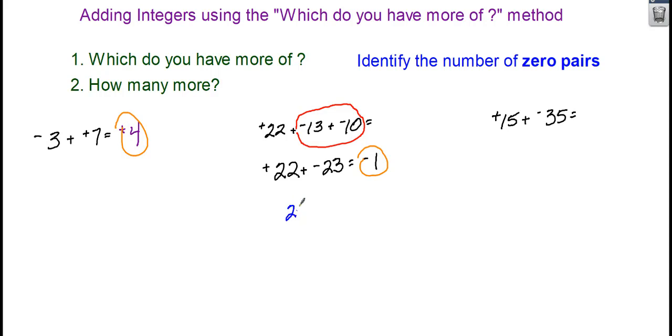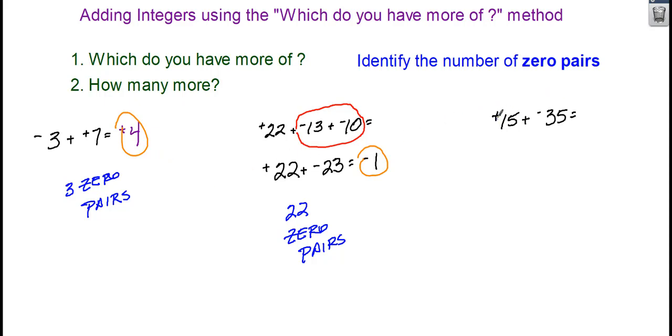And here I had 22 zero pairs. I didn't do it back on this problem. Here I had 3 zero pairs. And the reason why it's good to keep track of the zero pairs is that tells you how many you're taking away from the other one. The zero pairs is always the smaller amount. That shows you what you're taking away.